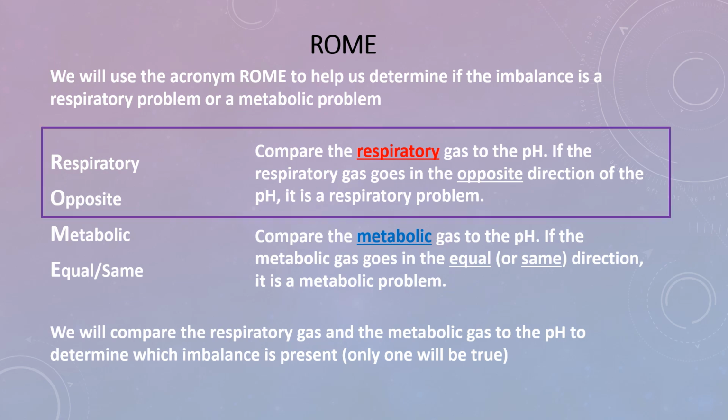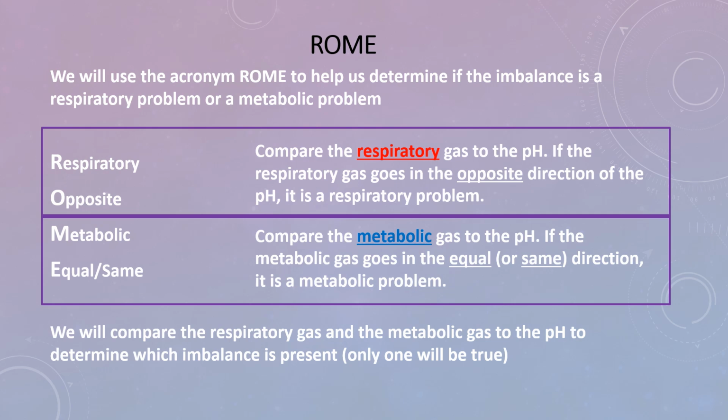It's a metabolic problem if the metabolic gas goes equal or the same way as the pH. We're going to compare the metabolic gas to the pH. If the metabolic gas goes in equal or the same direction, we know it's a metabolic problem. We will compare the respiratory gas and the metabolic gas to the pH to determine which imbalance is present. Although your patient could have comorbidities that cause acidosis and alkalosis, for our scenario, only one of these will be true. The respiratory gas will go opposite to pH, or the metabolic gas will go equal or the same direction.